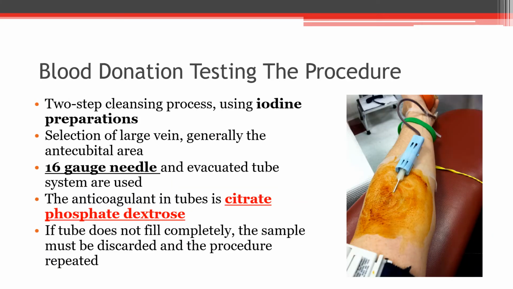Blood donation testing. The procedure. Two-step cleansing process, using iodine preparations. Selection of large veins, generally the antecubital area. A 16-gauge needle and evacuated tube system are used. The anticoagulant in tubes is citrate phosphate dextrose. If the tube does not fill completely, the sample must be discarded and the procedure repeated.